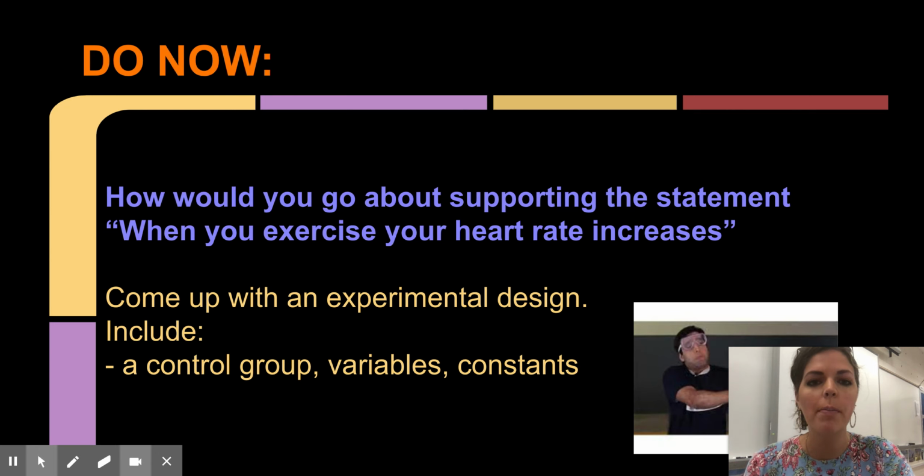Okay. So, how would you go about supporting the statement when you exercise, your heart rate increases? I want you to write that down here and make sure you include a control group, variables, and constants. To the best of your ability, I want you to answer this question.